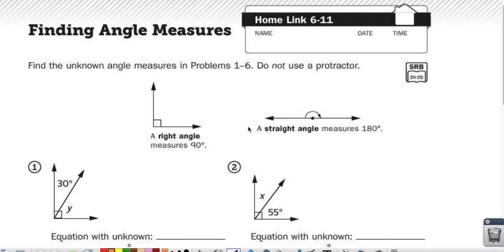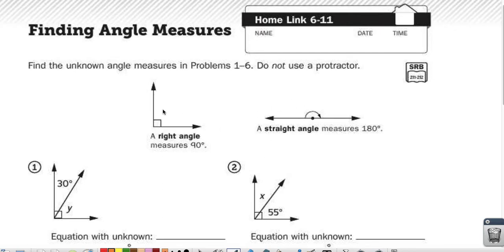For Homelinks 611, we're still using what we've learned about supplementary and complementary angles to help us solve some problems. So the directions say find the unknown angle measures in problems 1 through 6. Do not use a protractor. Up here at the top, we have a couple reminders.